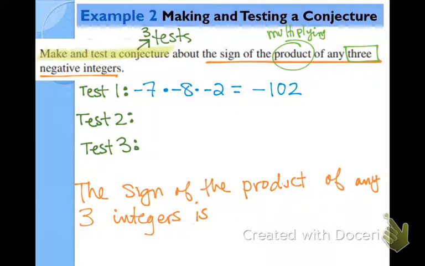Our second test, we want to use different types of numbers. Okay, let's use small numbers. -1 times -2 times -3. Sure, sounds good. So we got -1 times -2, which is positive 2. 2 times -3 is -6. All right, look at our answer. Our answer is -6. Okay, are we noticing a pattern? No. Even.